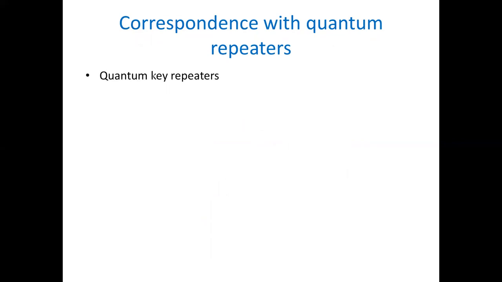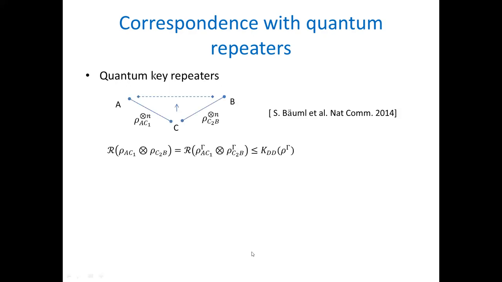I want to tell you that there is an interesting correspondence between this scenario and an apparently different one, namely the one with quantum key repeaters. So just a few words about this scenario of quantum key repeaters. You have n copies of a state rho AC1 shared by Alice and Charlie, and n copies of a state rho C2B, shared by Charlie and Bob.